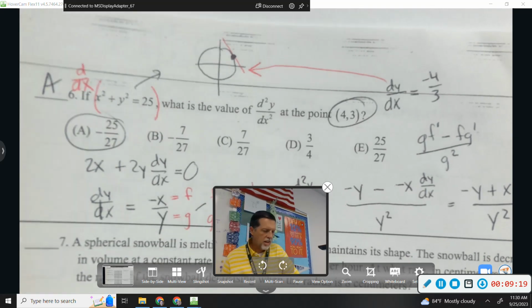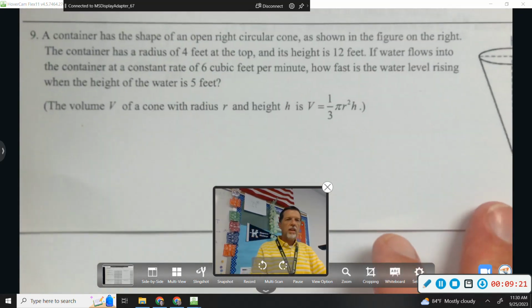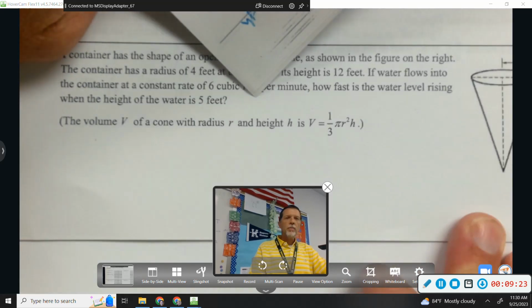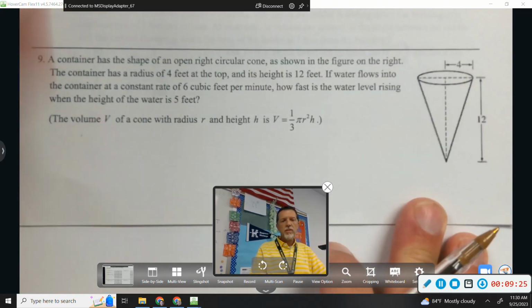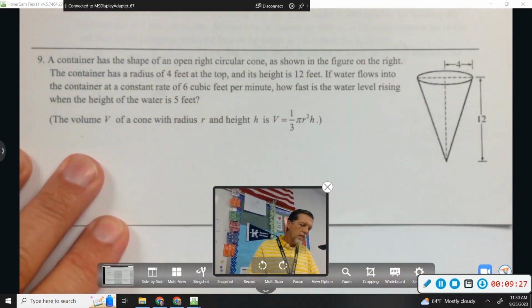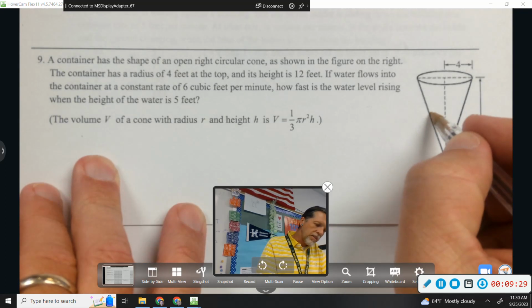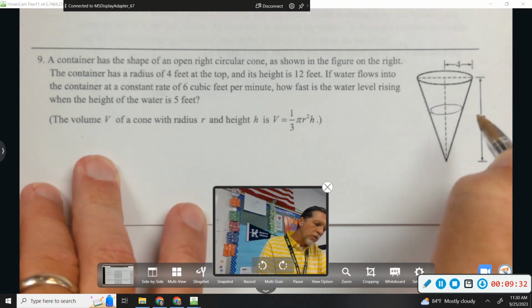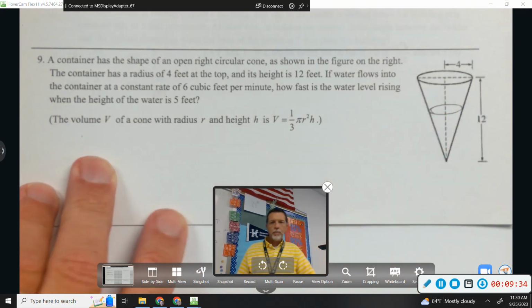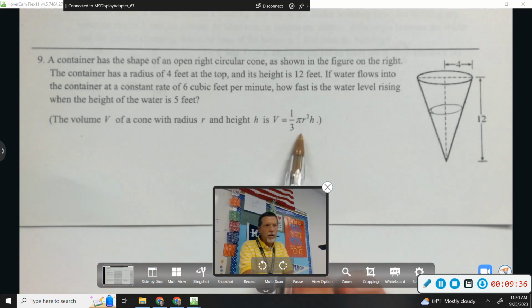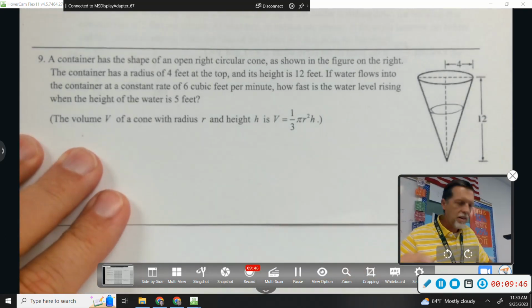Number 9. I feel like number 9 is the hardest of the problems that we work because it's got an r and an h and they're both changing. So I need to worry about there being a dr dt and a dh dt. And I'd really rather not worry about both of them, so maybe there's a way around that.